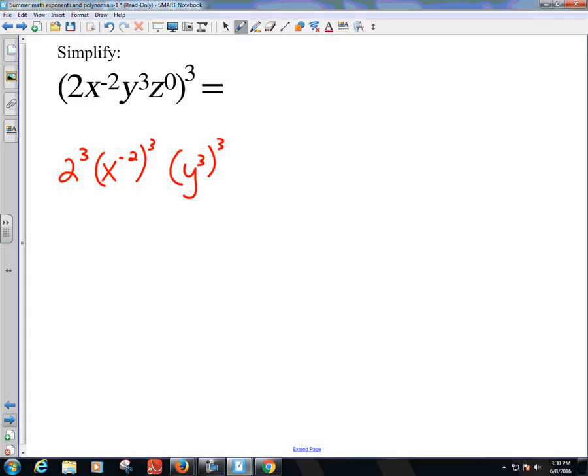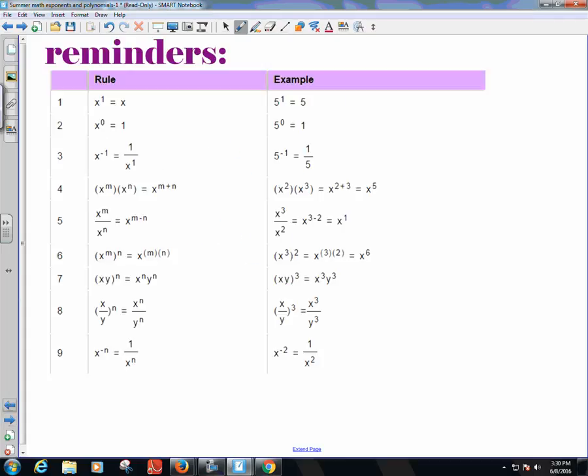what is z to the 0 power? Z to the 0 power is just 1. So I'm actually going to call this 1 to the 3rd power. So I've got one less thing I need to worry about. Let's go back and take a look and see what rule works for x to the -2 raised to the 3rd power. So I come back to that, and that is like this one right here.